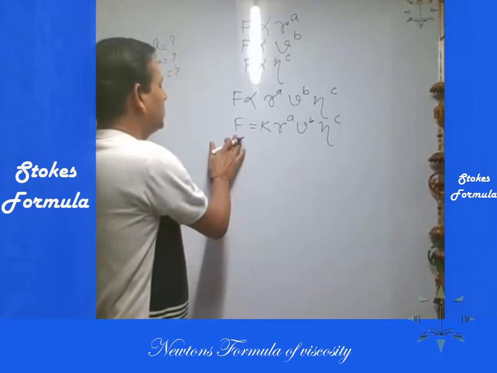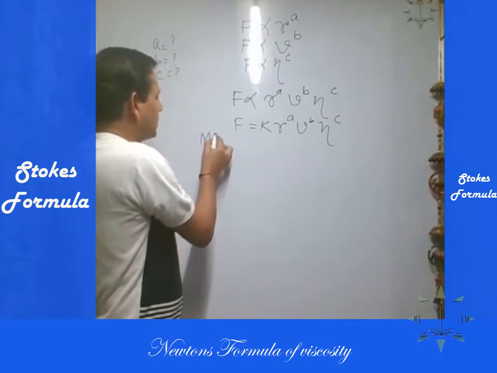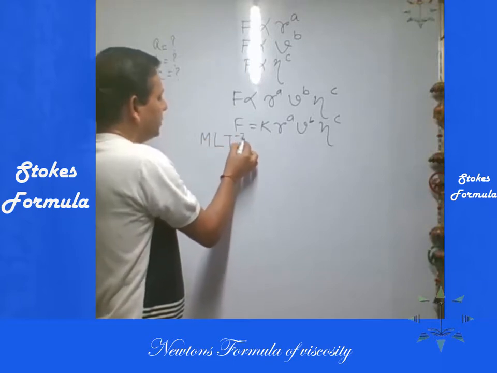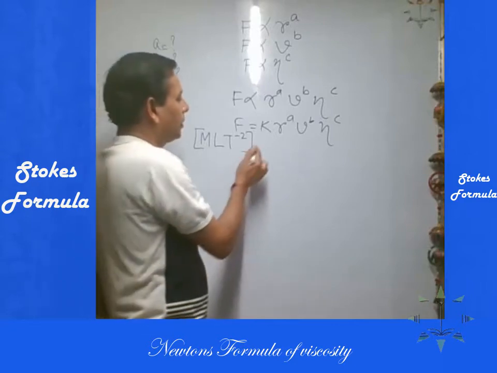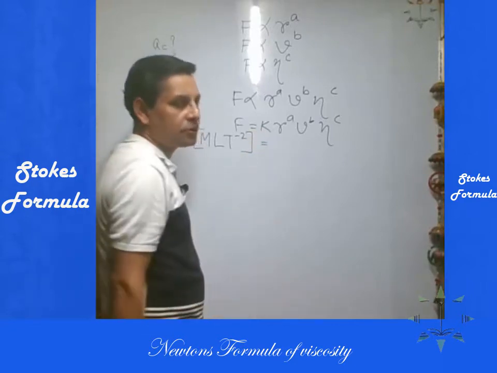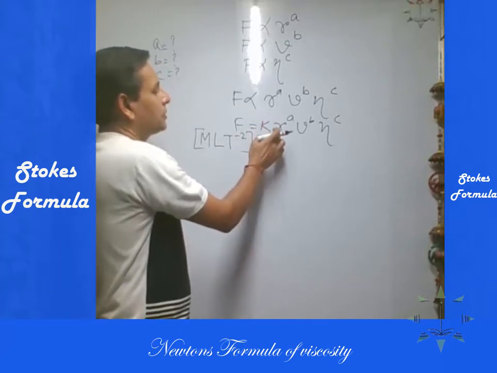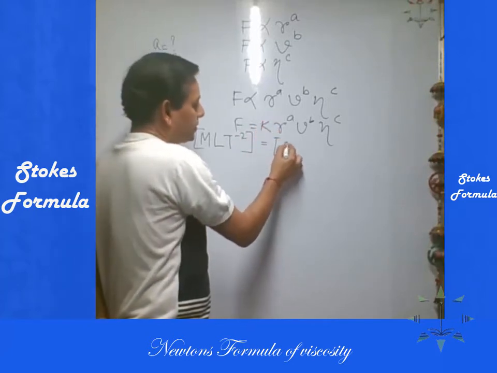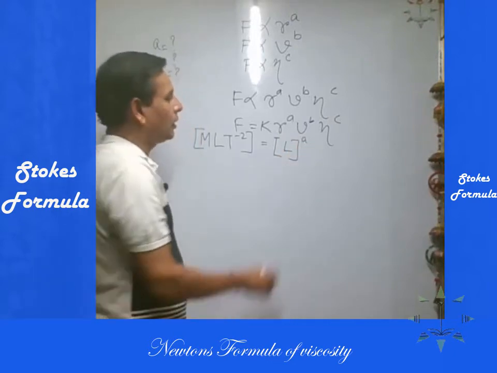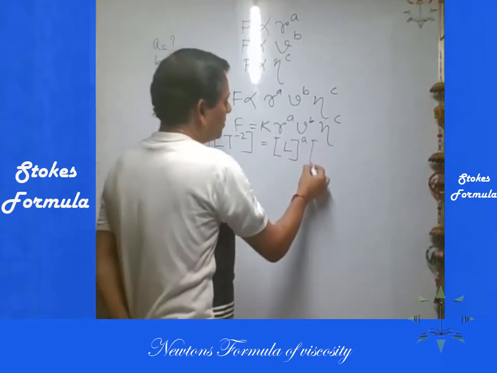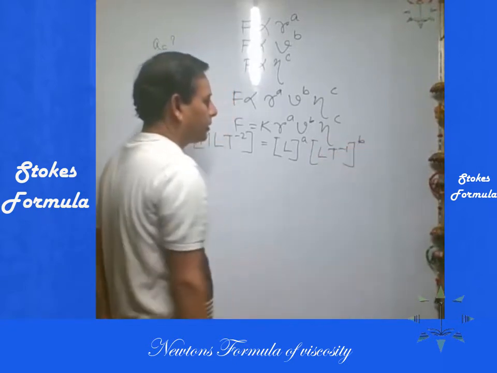So what is force? Force is m into a, mass into acceleration, meter per second square, M L T to the power minus 2. This is the dimension of force. K is a constant, dimensionless constant, it's a number, so we will not take dimension of this. R is radius, radius is measured by length, so L to the power A. V is the velocity, meter per second, L T to the power minus 1, whole to the power B, correct?